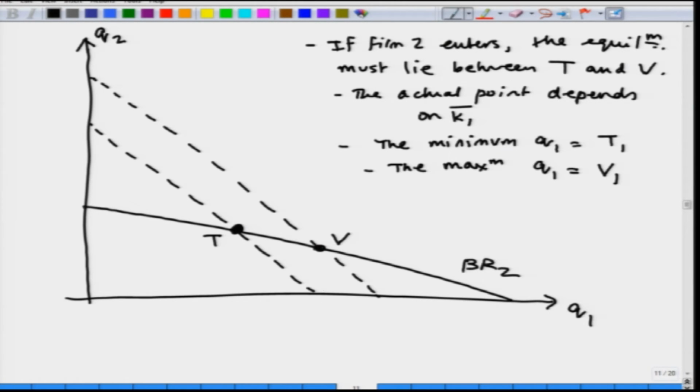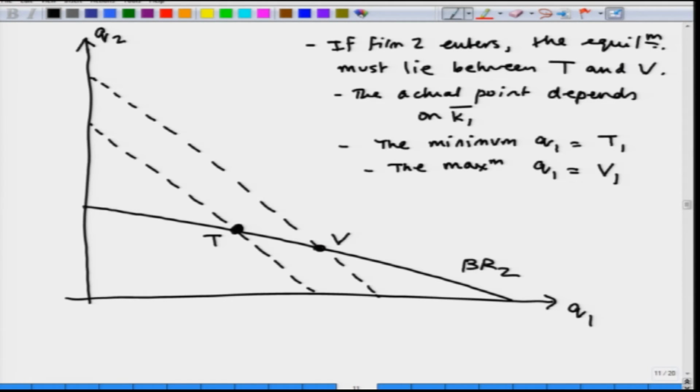Now, we figured out what is happening in stage 2, which is the Cournot outcome, which is going to be somewhere between T and V. The exact location will depend on K1 bar, but we have also figured out that the minimum output is Q1, which is T1. That also tells us that the minimum capacity that firm 1 would want to set is T1, and the maximum capacity that it wants to set is V1.